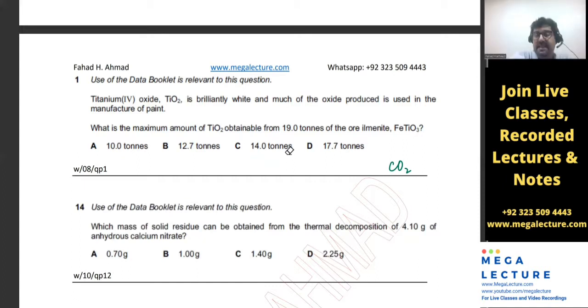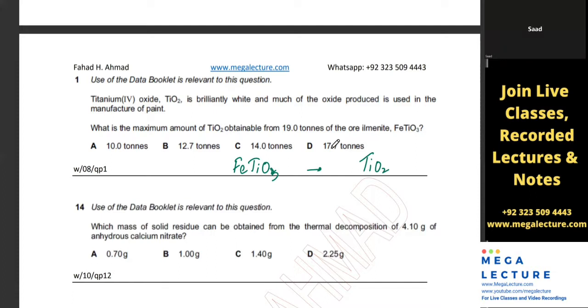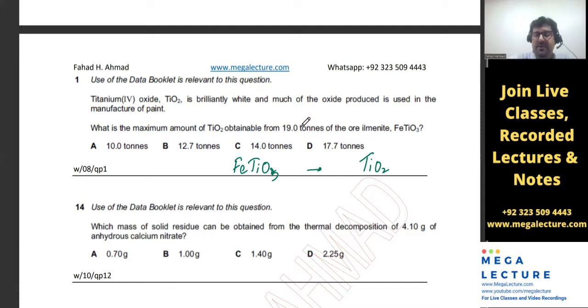So in this case as well, you've got a reaction asking what is the maximum amount of TiO2 that will be produced from FeTiO3. I don't know what the equation is, but how many TiO2s can I produce from FeTiO3? If I've got one FeTiO3, there's only one TiO2 that can be produced, right? Is that clear? Yes, sir. So it's 1:1. 19 tons, I'm going to treat it as 19 grams.